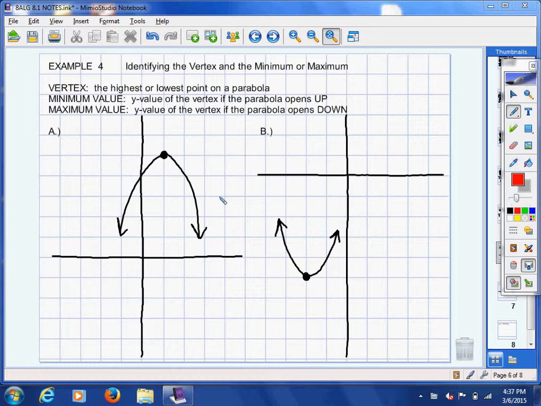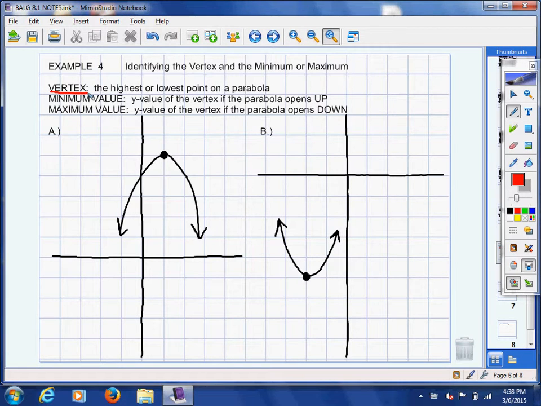I'm actually going to switch colors because I drew everything in black, and I wanted it to stand out a little bit better when I drew on these graphs. So you have graphs on your notes, and I'm just going to talk you through it. There's a couple of words that we need to get to know.